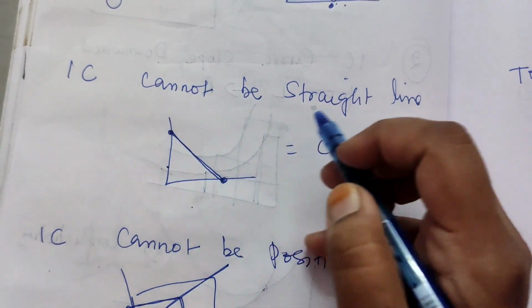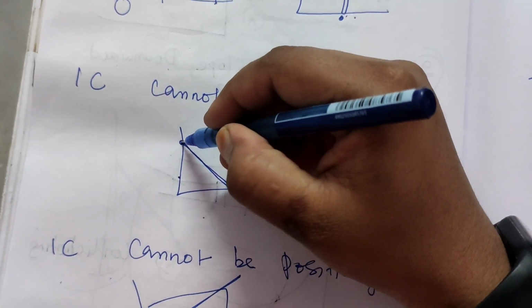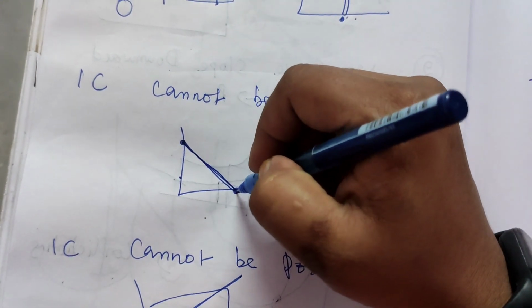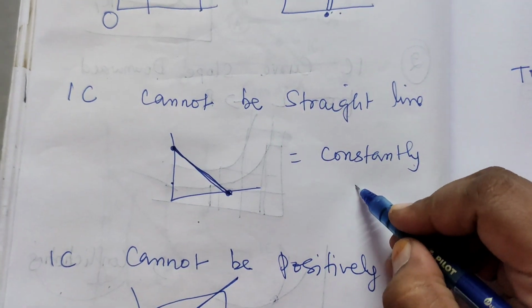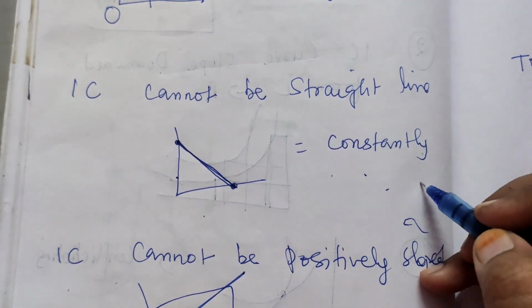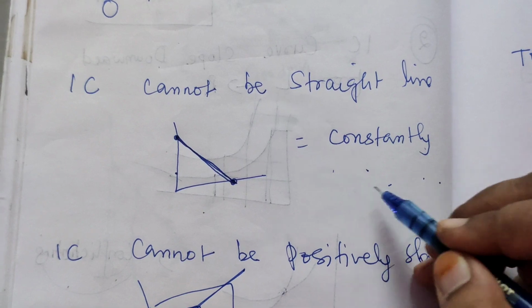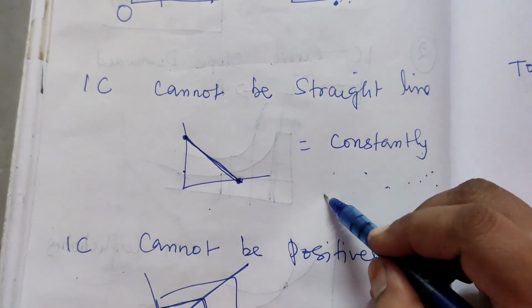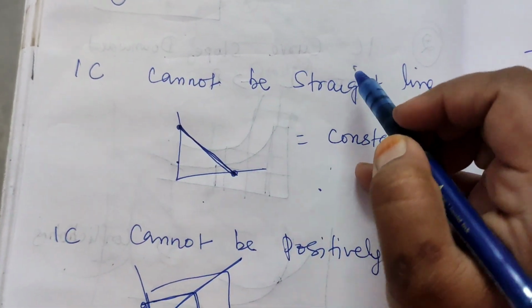And IC curve cannot be a straight line. Why? Because he cannot go for the maximum of one product and the maximum of the other product. He cannot go constant. He has to maximize one thing in order to minimize one thing. He has to minimize one thing in order to maximize one thing. So that is the concept of IC. So IC cannot be a straight line.